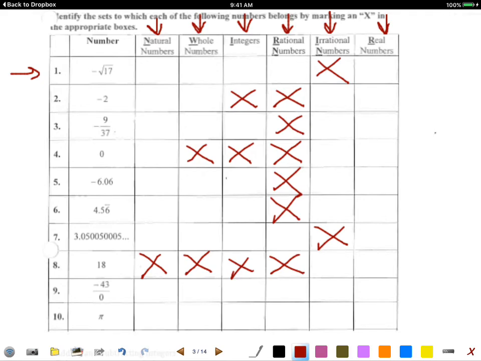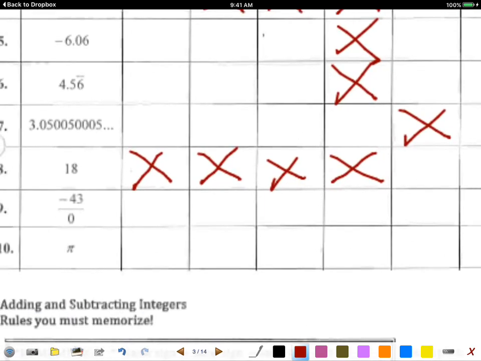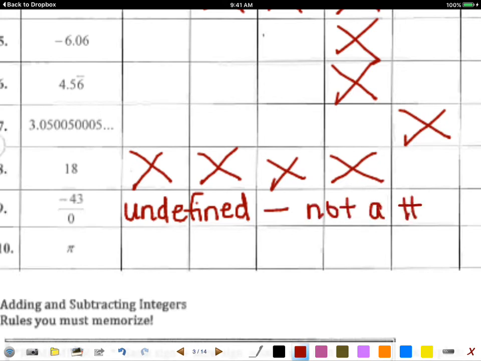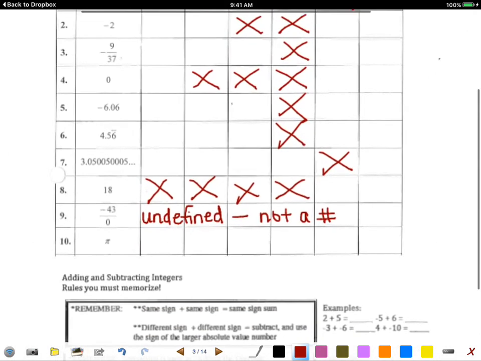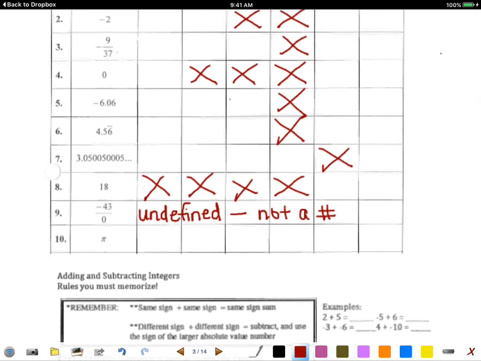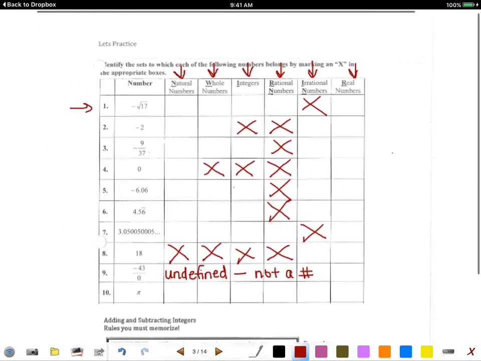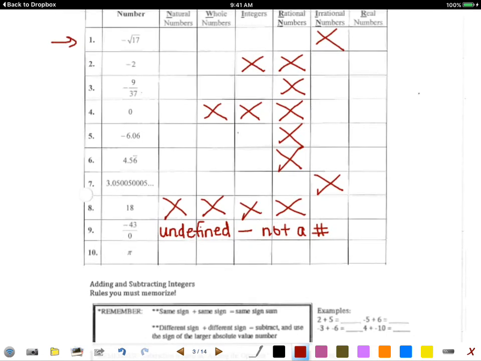So, really, there aren't going to be any marks for this one. I'm going to have you write this down. Write undefined, which if you remember doing slope, you had to write that. Undefined, and then write not a number. I'm going to use a little number sign to save me some space there. So we're actually not going to mark anything for that one. And then 10, rational or irrational? Irrational.